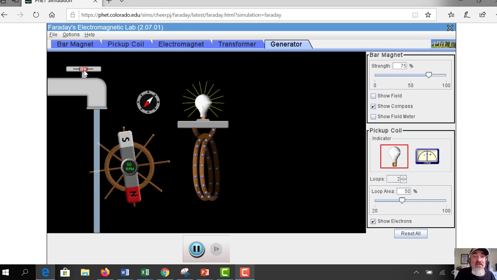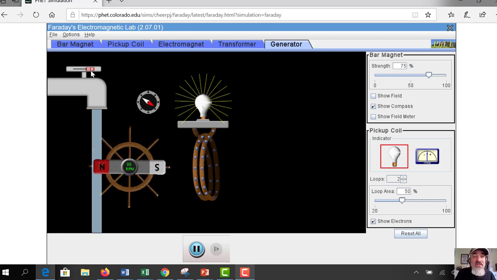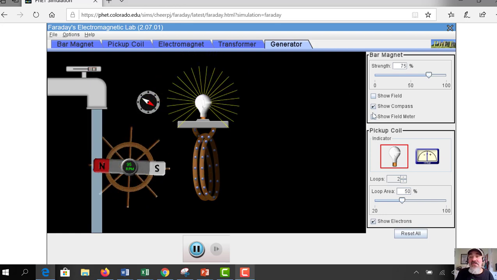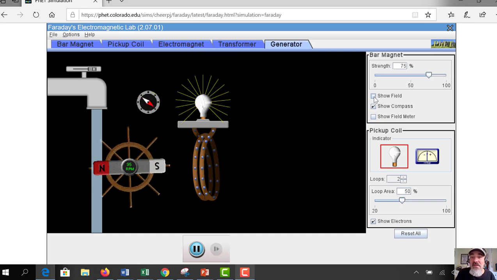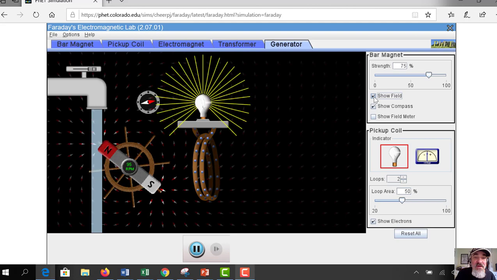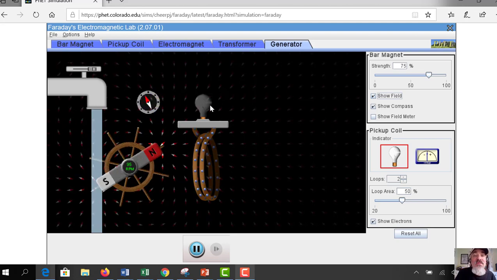So while it's changing, and I'm opening up this so it's changing faster and faster, while the magnetic field is changing, let me actually show the field. See, as the north goes one way, then the south goes here. The magnetic field through this loop is changing. When that happens, you can produce electricity.